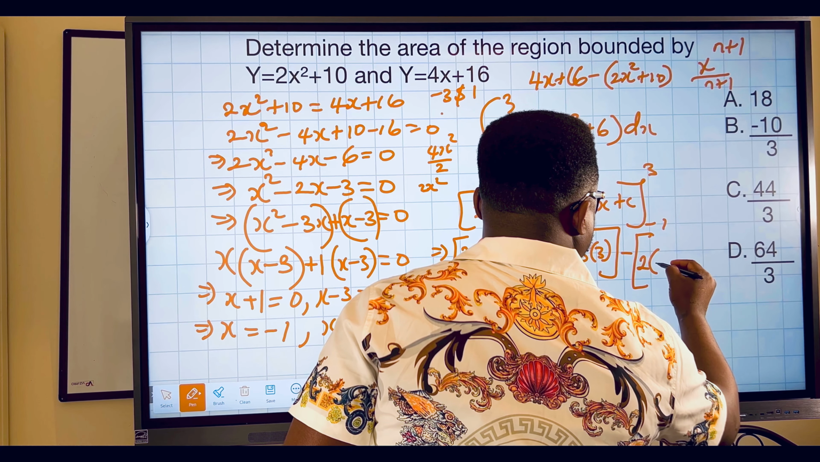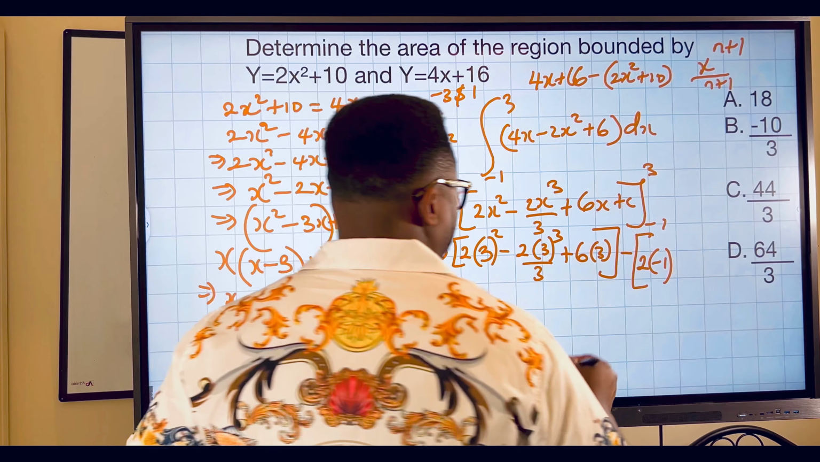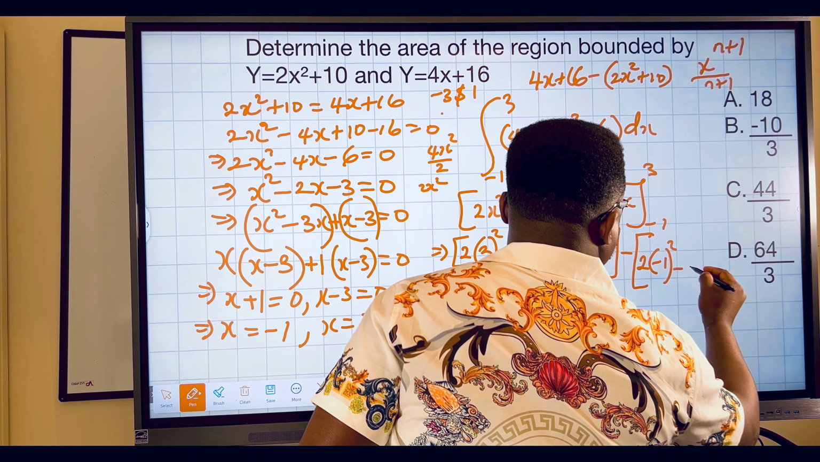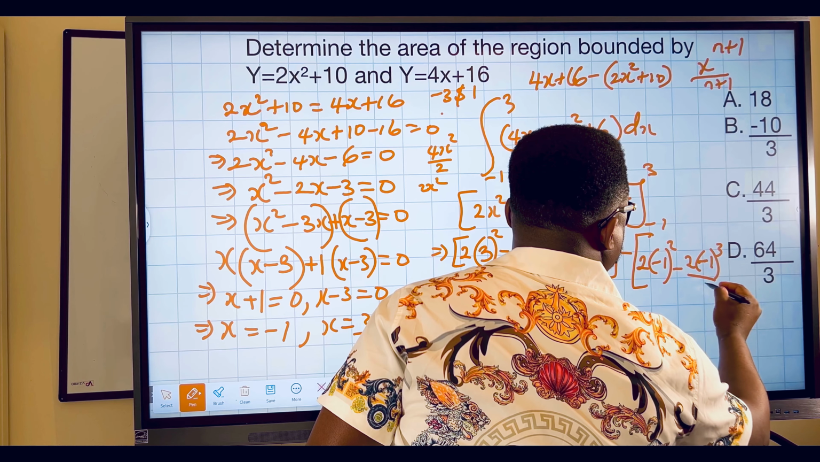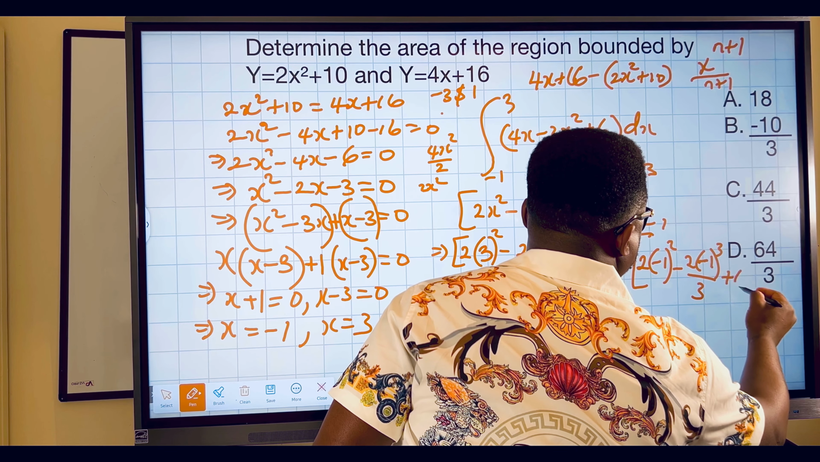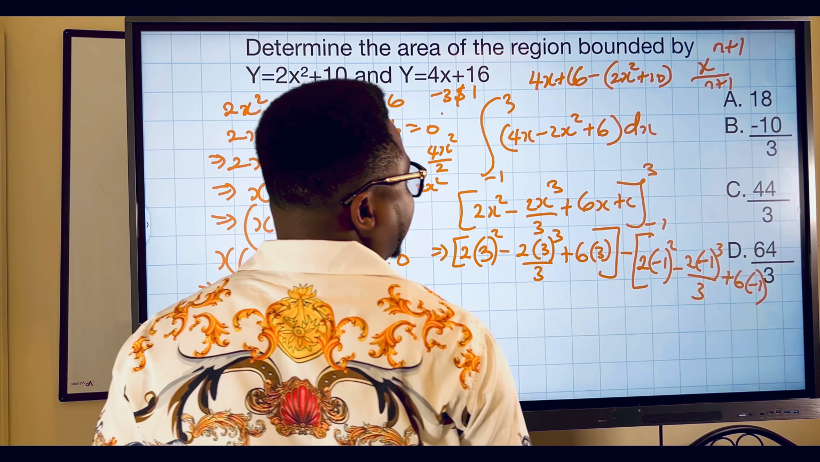Now I'm going to have here 2 brackets minus 1 squared. Remember, I'm substituting x with minus 1. That is the lower limit. So this is squared, minus 2 times minus 1 cubed divided by 3, plus 6 times minus 1.